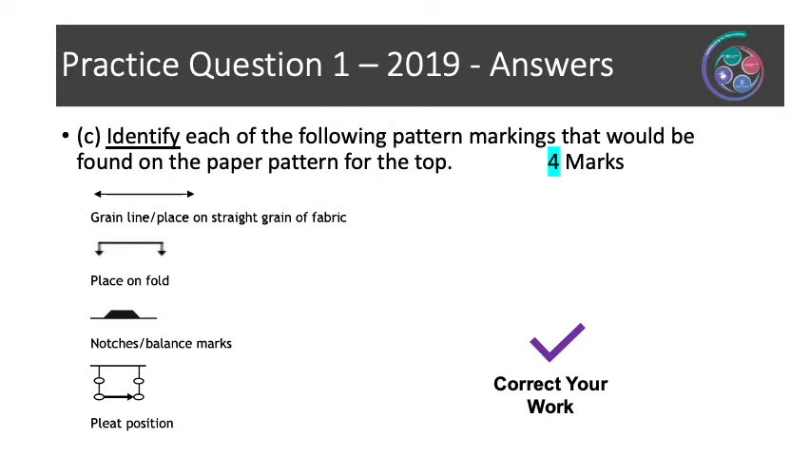So the first image here is a double-ended arrow, and we know that this is the green line. The second arrow we have on here with the end folded under is the symbol that we would find when a pattern piece is to be placed on a fold. The third picture here is notches or balance marks. And then the fourth picture we can see is for a pleat position with the arrow pointing in the direction of the pleat. Now these are short, straightforward answers, and this is all that is required to get the 4 marks.